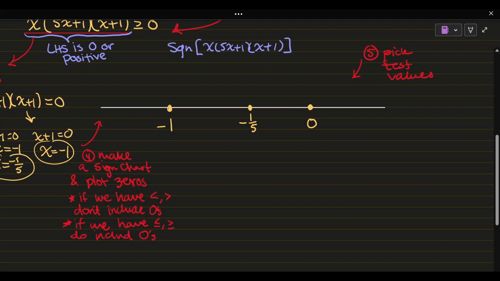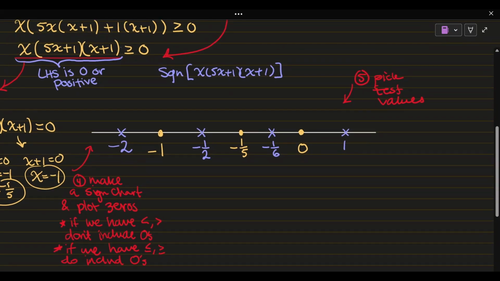So let's pick some easy test values. An easy one to the right of 0 will be 1. An easy one between 0 and 1/5, maybe we say negative 1/6. Between negative 1/5 and negative 1, we can pick easily negative 1/2. And then before negative 1, we can easily pick negative 2. Okay.